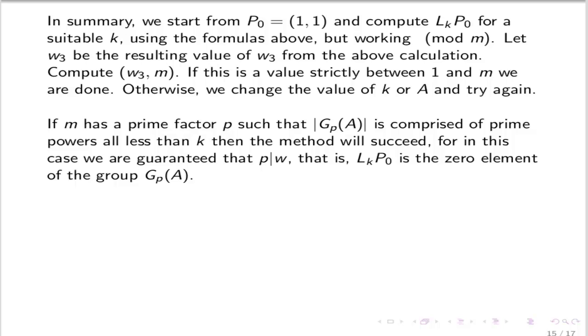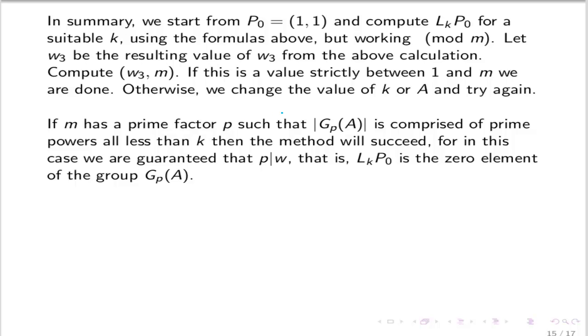So in summary, we start at our given point, (1, 1). We compute this multiple, Lk times P0, for a suitable value of k using the formulas we have above, but working mod m, which is a given number. We let W3 be the resulting value coming from that calculation. We calculate the GCD of W3 and m, and if this value is strictly between 1 and m, we are done. We have succeeded in getting a proper factor of m strictly between 1 and m.